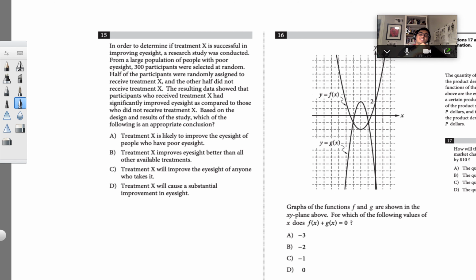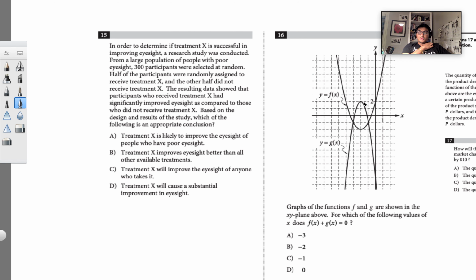We're doing test 3, section 4, questions 15 to 22. Alright, question 15.